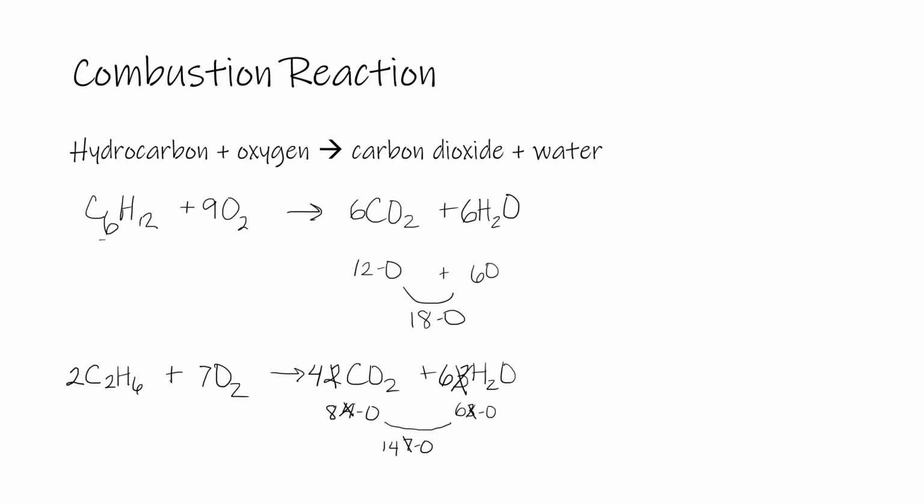So to clean it up, the balanced reaction is 2 of the C2H6 plus 7 O2 gives us 4 carbon dioxide and 6 water. Okay, so for combustion reactions, just remember it's your hydrocarbon reacts with oxygen, which is O2, produces carbon dioxide and water, and then you need to balance it.